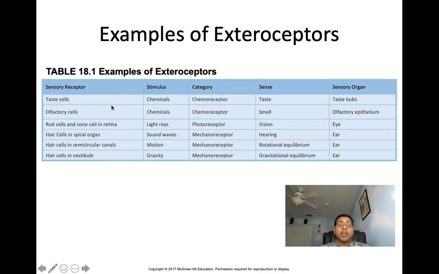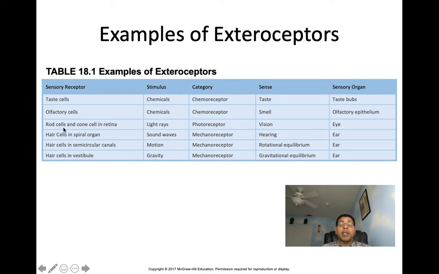Taste cells are stimulated by chemicals, they're chemoreceptors, and they're involved in the sense of taste, making up our taste buds. Then our olfactory cells also detect chemical changes. They're chemoreceptors, again, involved with the sense of smell in the olfactory epithelium. We have our rod cells and cone cells in the retina. Their stimuli are light rays. They're examples of photoreceptors, involved in the sense of vision in the eye.